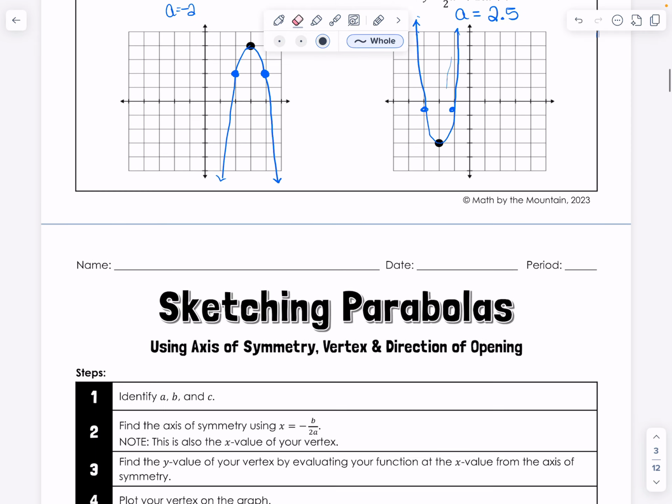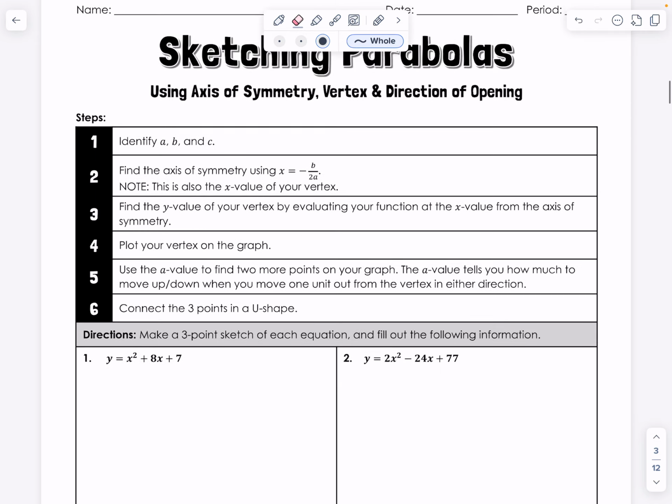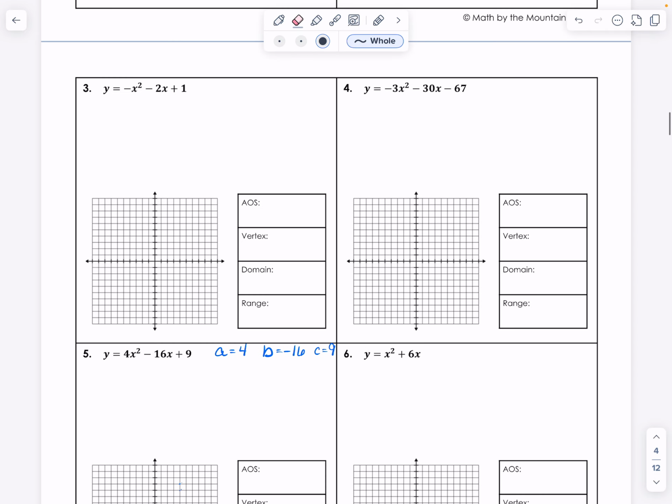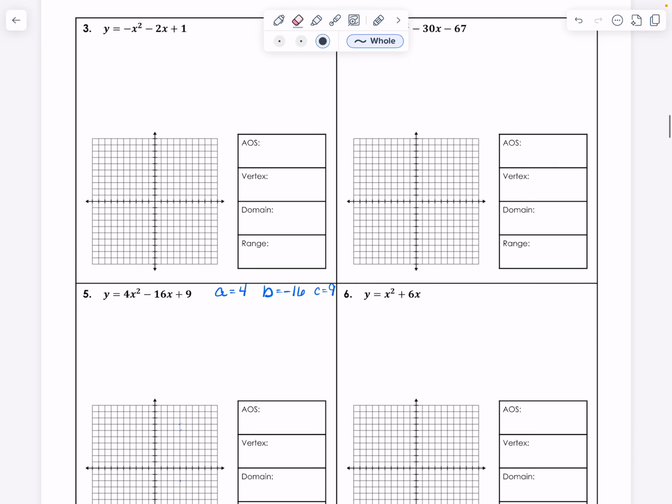We are going to go ahead and look at our sketching parabolas page. We did 1 and 2 in class. The steps are there. And you guys were assigned 3, 4, 5, and 6. The 2 that I'm going to do are 5 and 6.